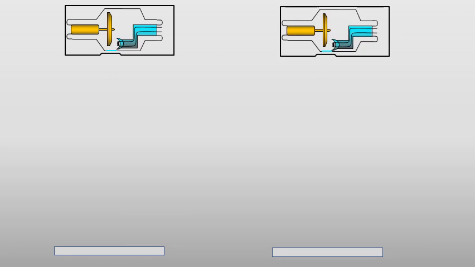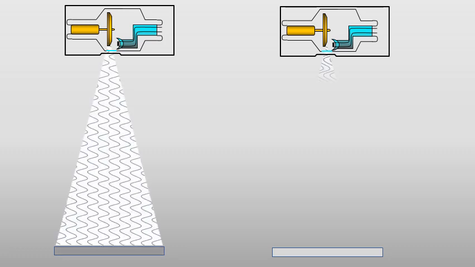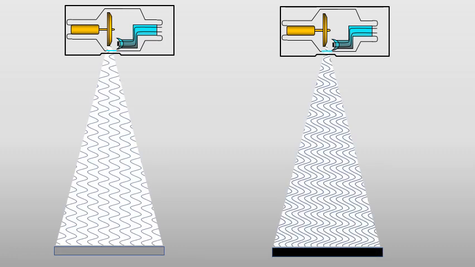Here we have two X-ray tubes. Now let's start an exposure with the first tube on the left, then the tube on the right, and compare the X-ray beams. Notice the beam on the right contains twice the number of X-ray photons compared to the beam on the left. The beam on the left represents a 100 mA exposure, and the beam on the right indicates a 200 mA exposure.